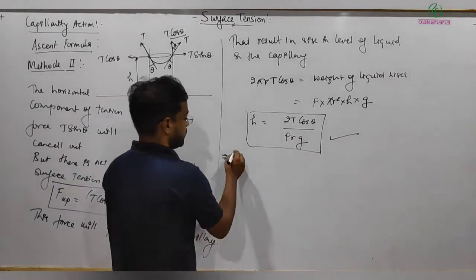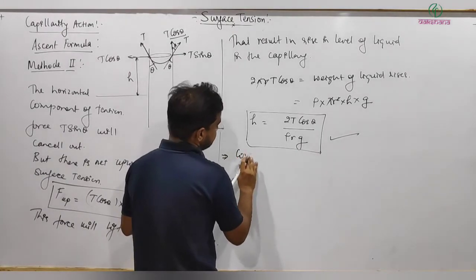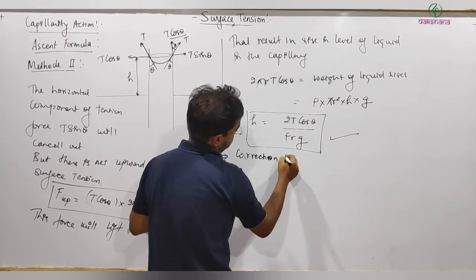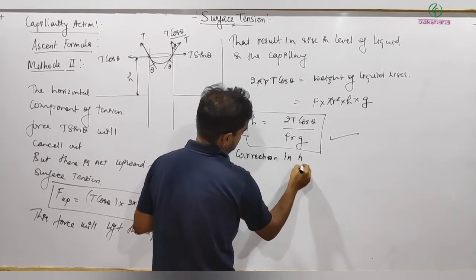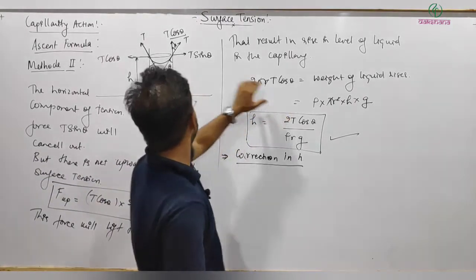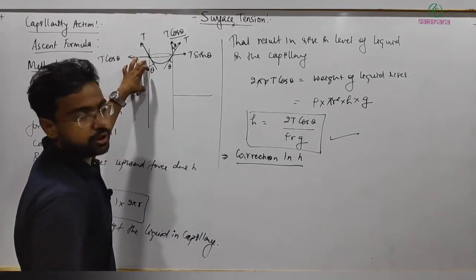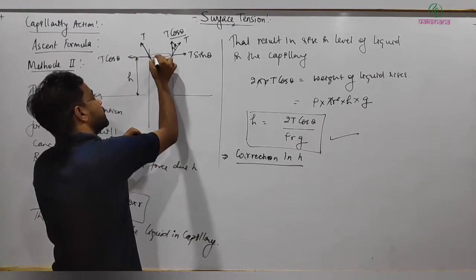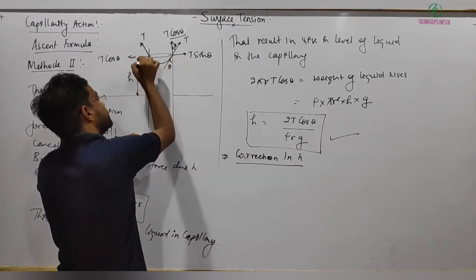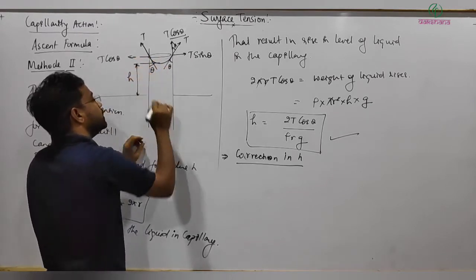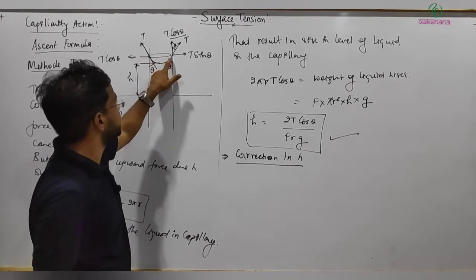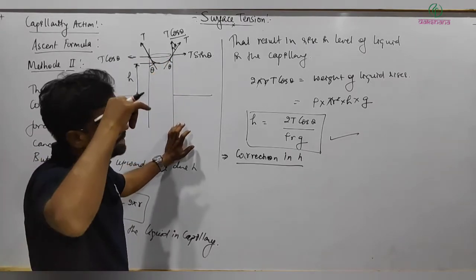So we have one more correction. The correction is this: we are writing this weight, but we normally take the height h only up to here, and we are ignoring this part. But if we add that part also, then we will get a better result.